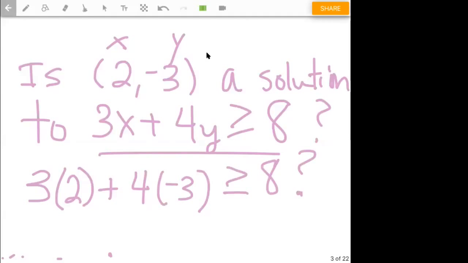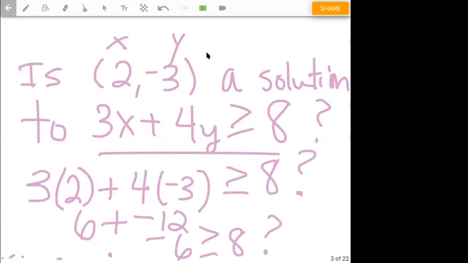So 3 times 2 is 6. 4 times -3 is -12. If we add 6 plus -12, we get -6. So we want to know, is this statement true? Is -6 greater than or equal to 8? No, it is not. So that means that this is not a solution.